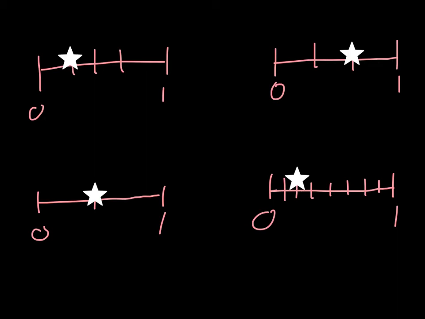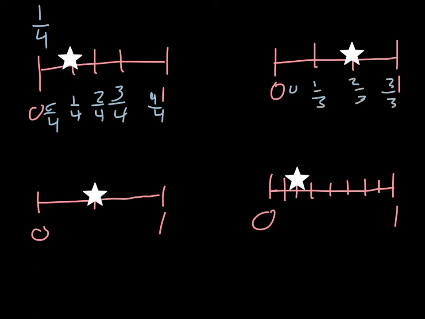So let's go through and identify these fractions. So this would be 0, 1, 2, 3, 4, which means these are all fourths. So this fraction is a 1/4 here. Then this is a 0, 1, 2, 3, which makes these all thirds. So that means that's a 2/3. This is a 0, 1, 2, which means these are all halves. Makes that a 1/2 itself.